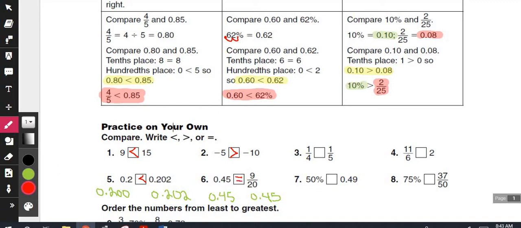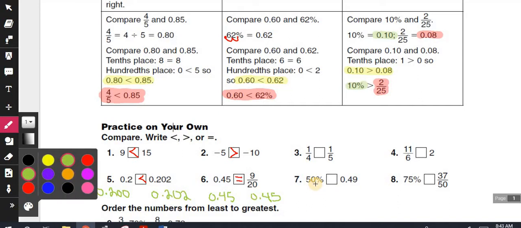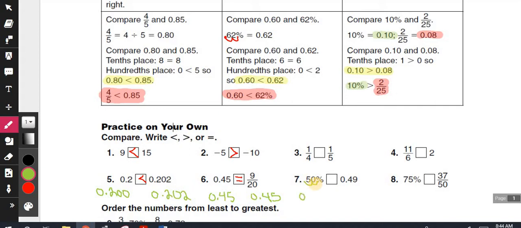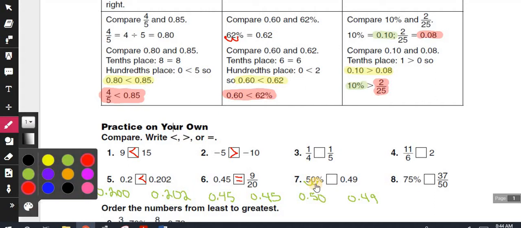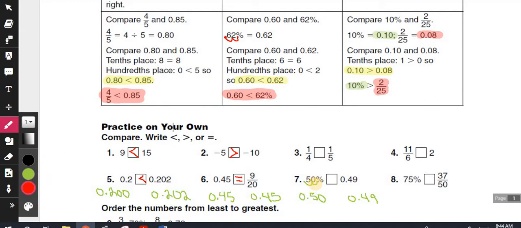And then I'll go to number 7. 50% is 0.5. If we take that decimal place, move it 2 to the left, that'd be 0.5, but notice we're comparing to 0.49, which has 2 decimal places. So let's make that 0.50. Well, 0.50 will be greater than 0.49, so we've got a greater than sign that goes in between.